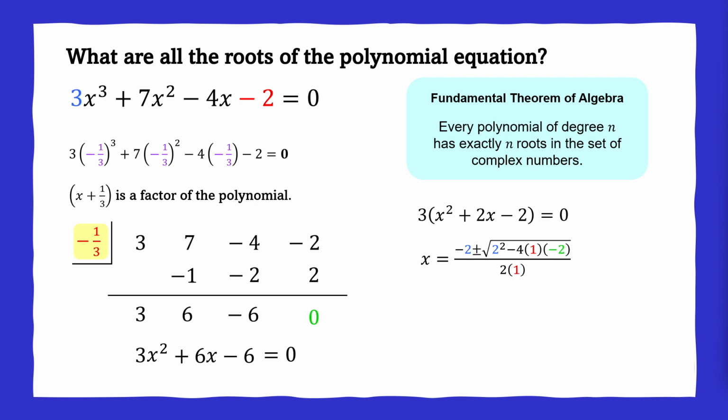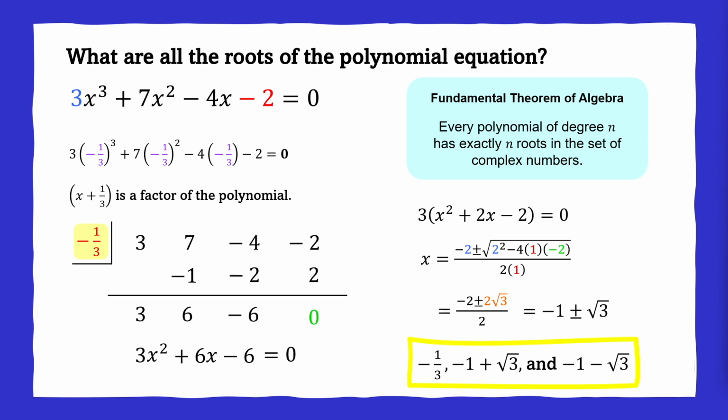Substituting 1 for a, 2 for b, and -2 for c, we get -2 plus or minus the square root of 12, over 2. Simplifying the square root of 12 gives 2 root 3. So dividing each term by 2 results in -1 plus or minus the square root of 3. Therefore, the roots of the polynomial are -1/3, -1 plus root 3, and -1 minus root 3. This confirms that the cubic polynomial has 3 roots.